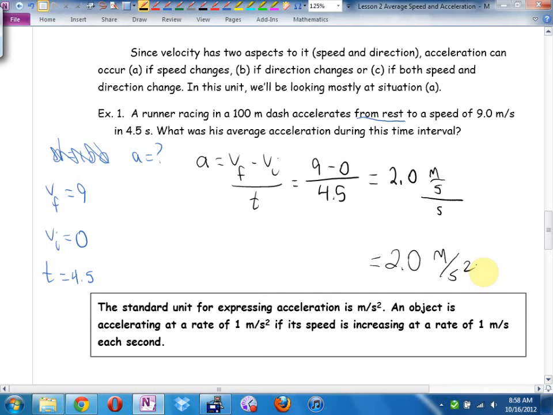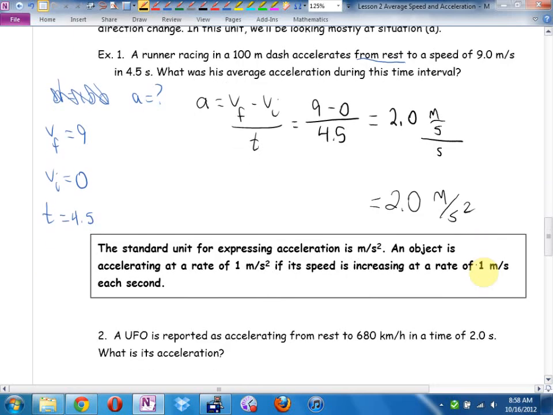If you see a meters per second squared, I'm telling you it's an acceleration. So the standard unit for expressing acceleration is meters per second squared. What that's saying is if an object is accelerating at 1 meter per second squared, it's increasing at a rate of 1 meter per second each second.